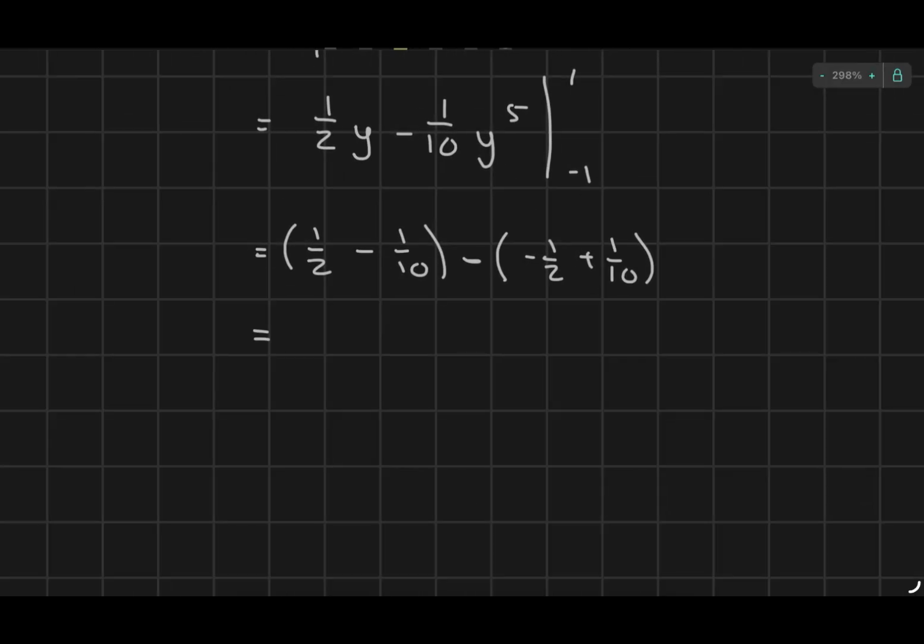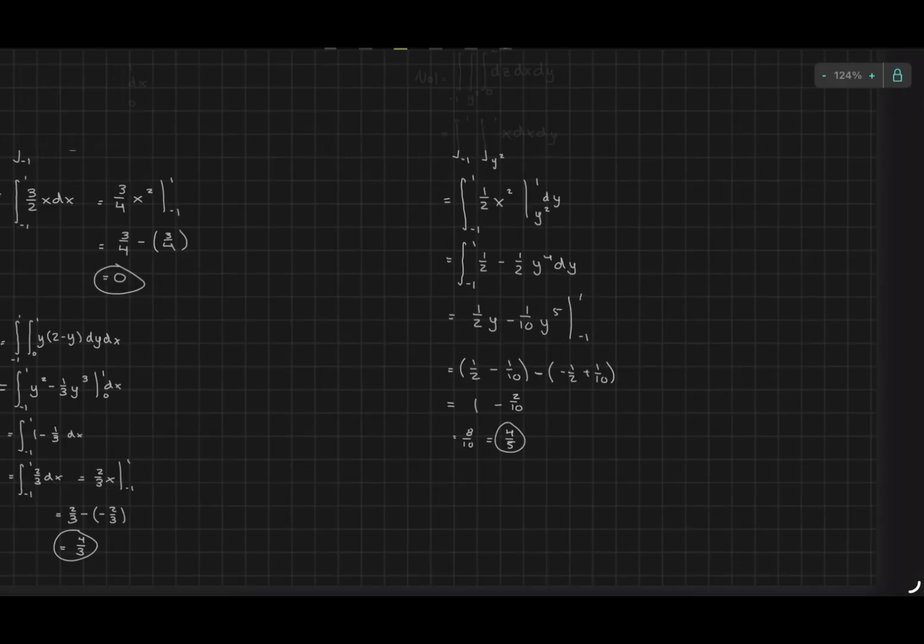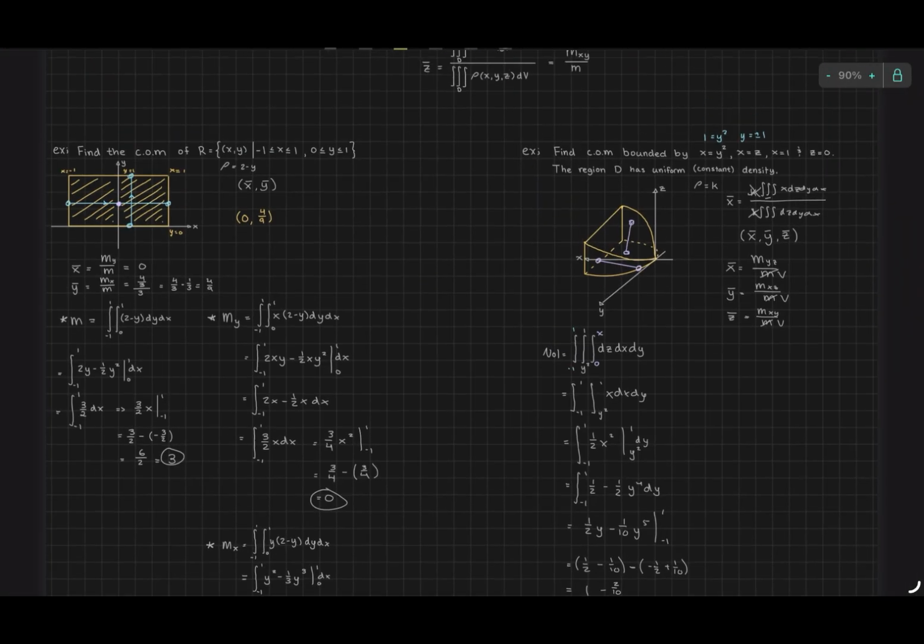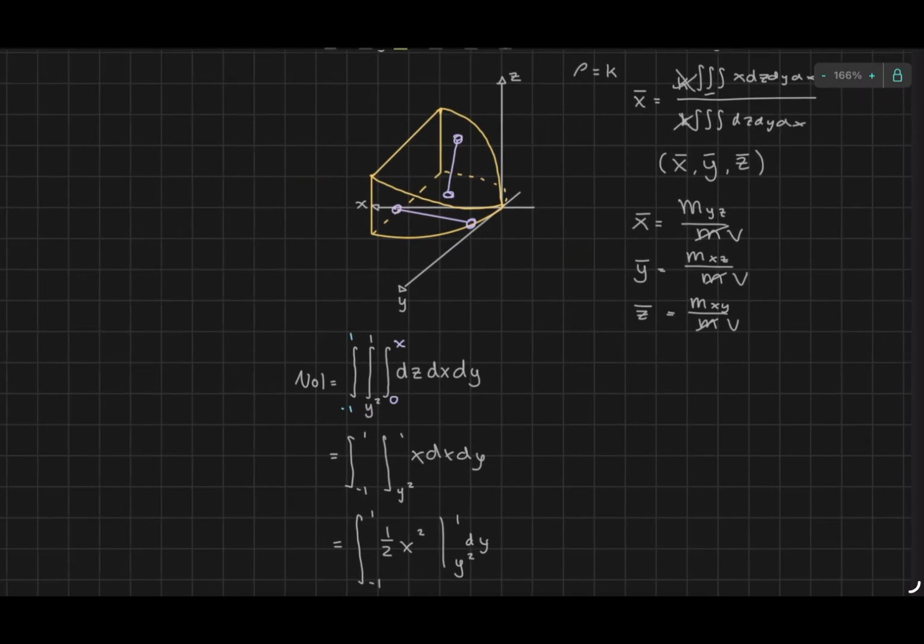This is going to be equal to, what is that, 1 minus 2/10? It's going to equal 8/10, which is going to equal 4/5. That's our volume. Okay, now let's go ahead and solve our moments here. We're going to look for the moment of yz, moment of xz, and our moment of xy.